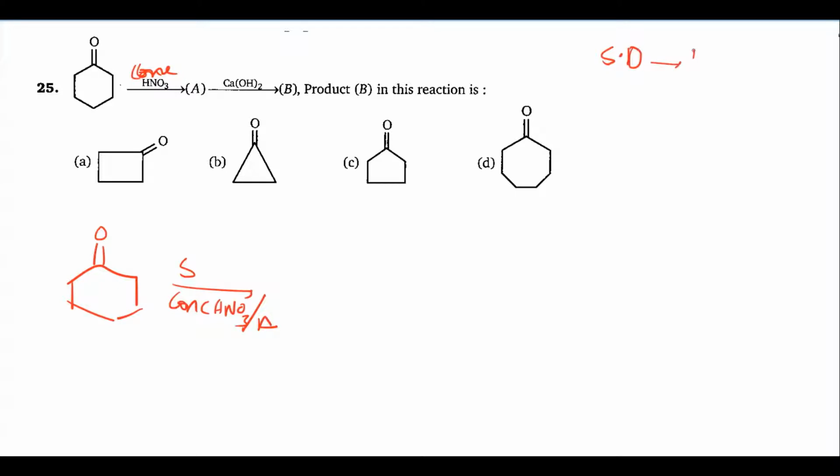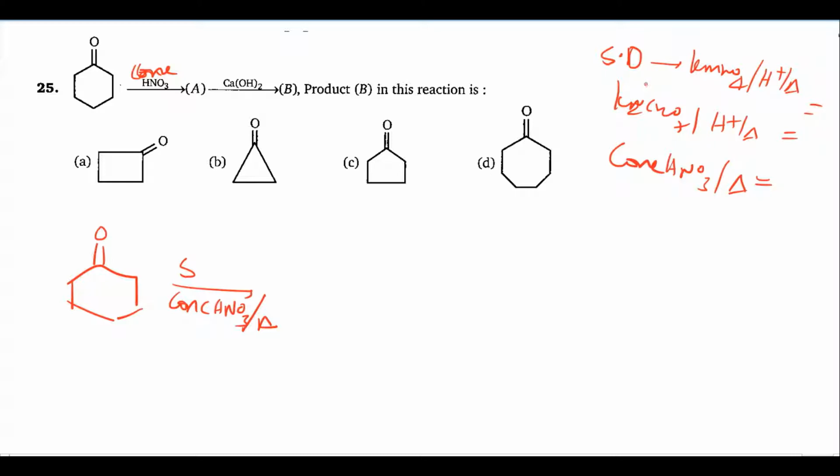What are the strong oxidizing agents? KMnO4 with H plus by heating, K2Cr2O7 with H plus by heating, and concentrated HNO3 by heating. These three are added for the purpose of strong oxidation.